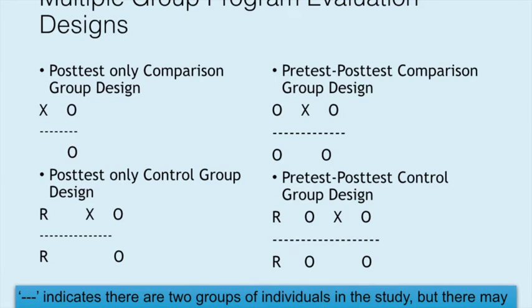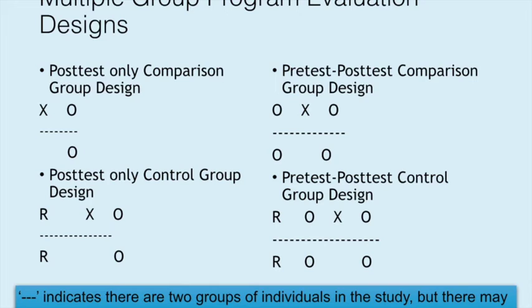Then we have multiple group program designs. So if we have two groups that we just have naturally occurring, but we are only testing them after an intervention, that would be a post-test only comparison group design.